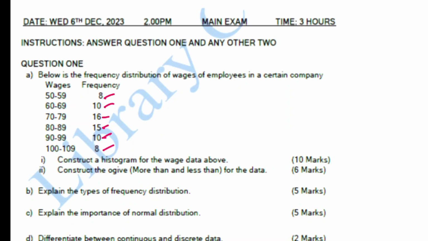I know most of you want to be part of the 50 to 59. I hope the majority will be between 90 to 109.